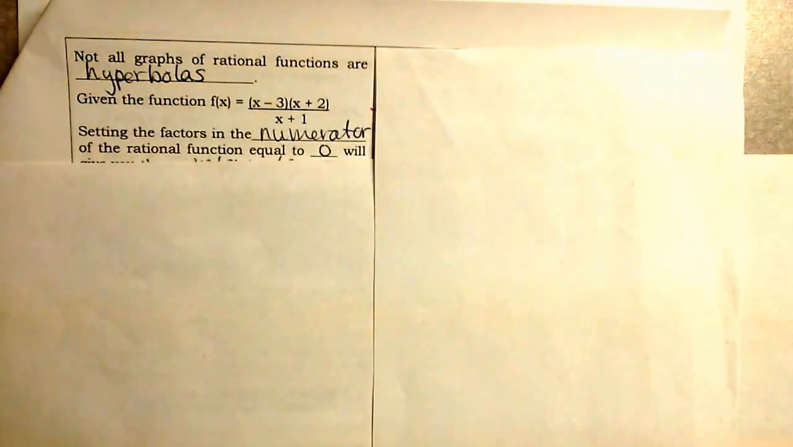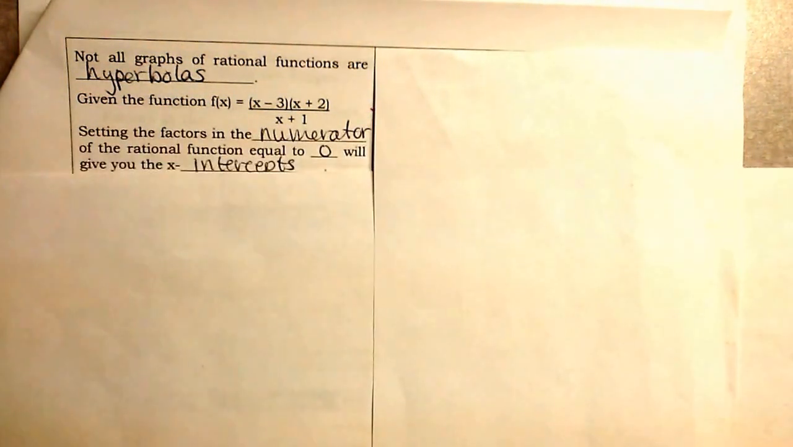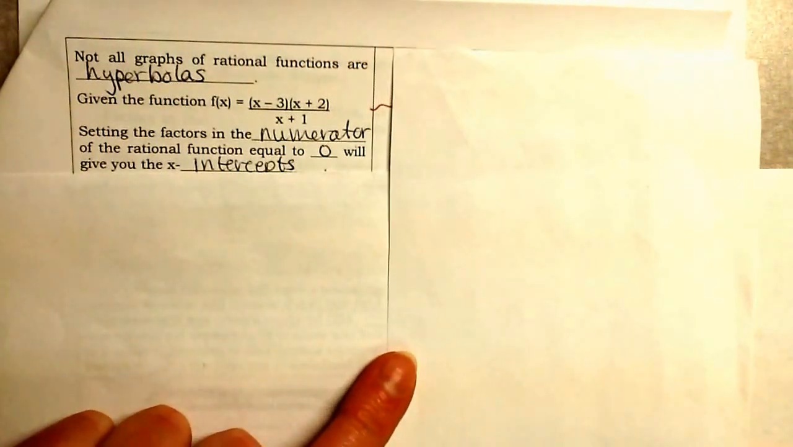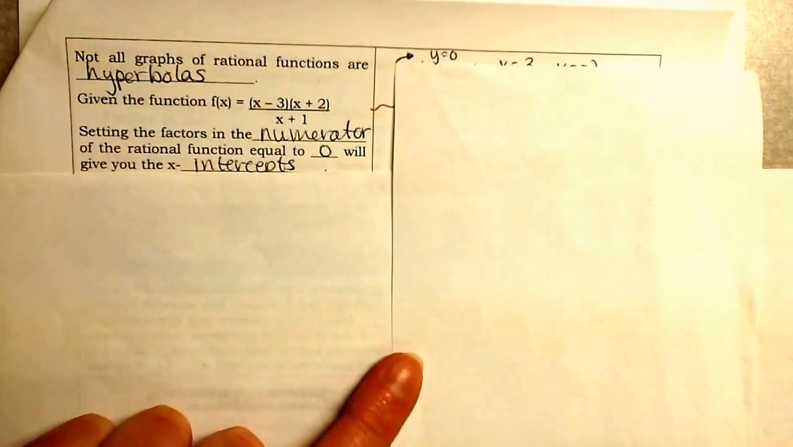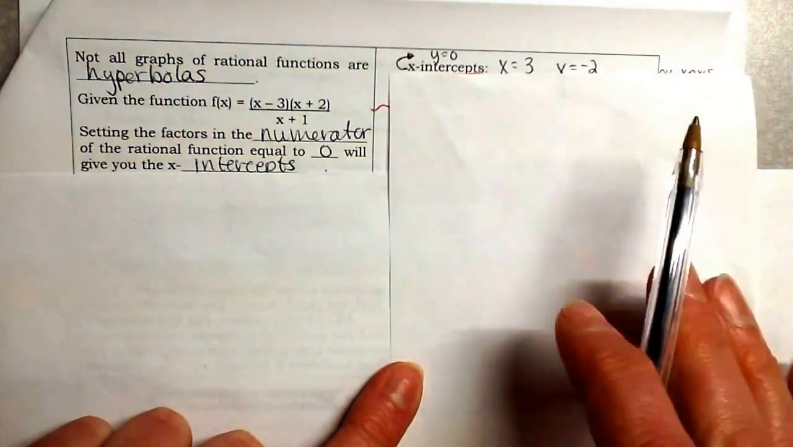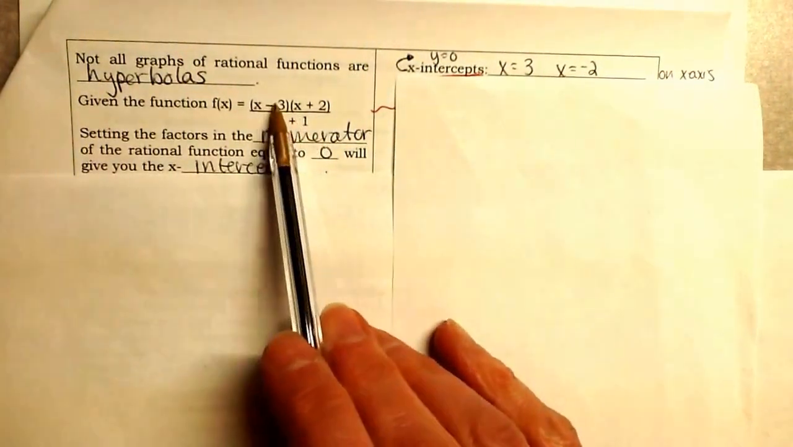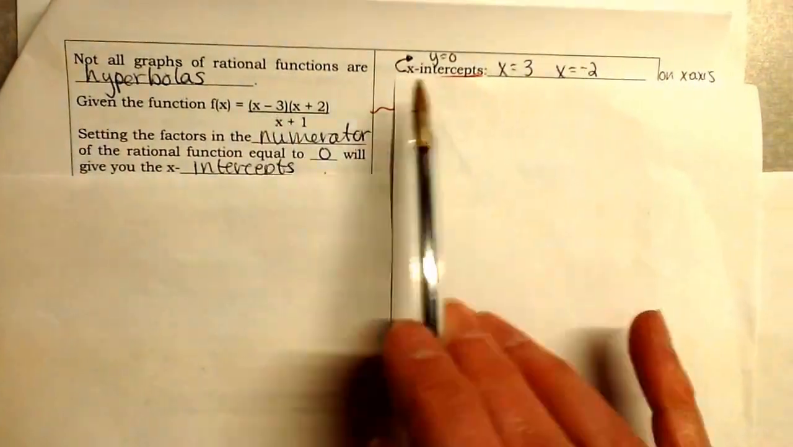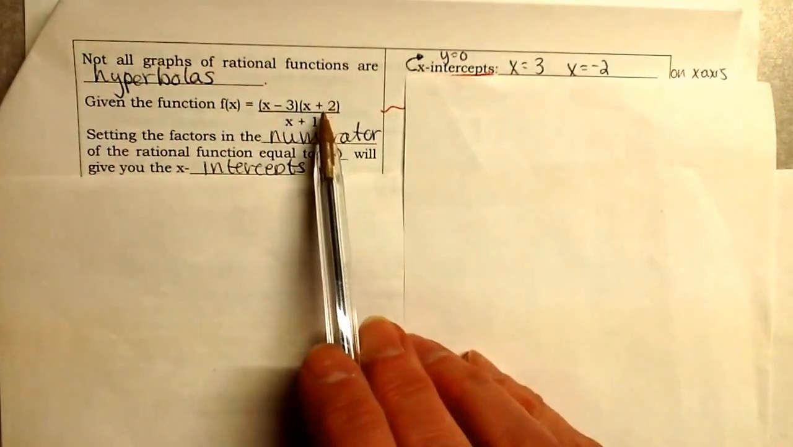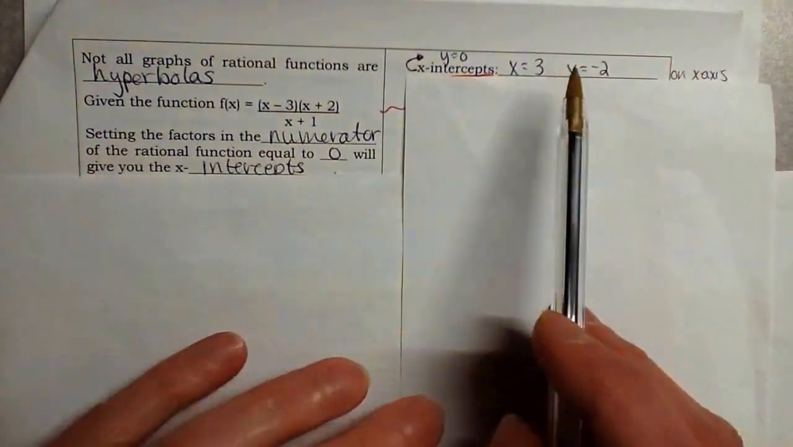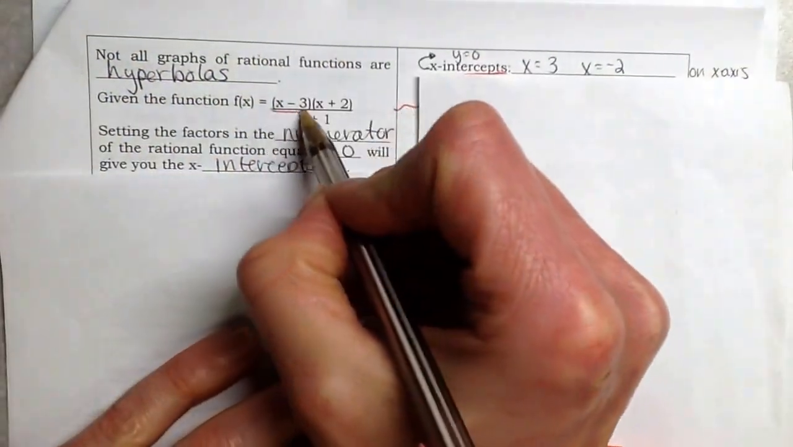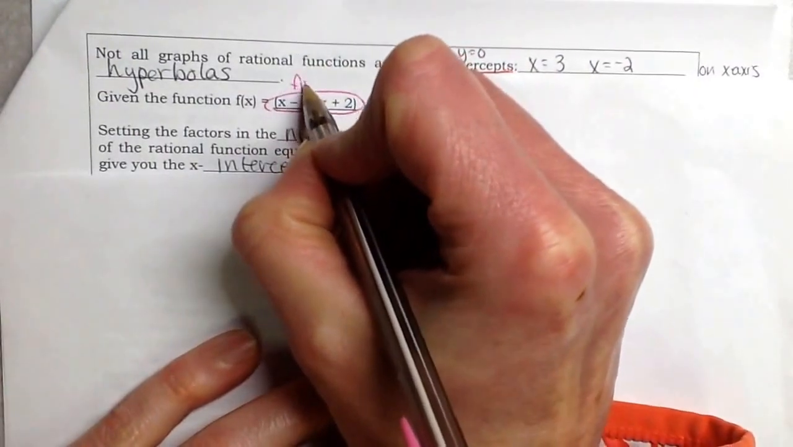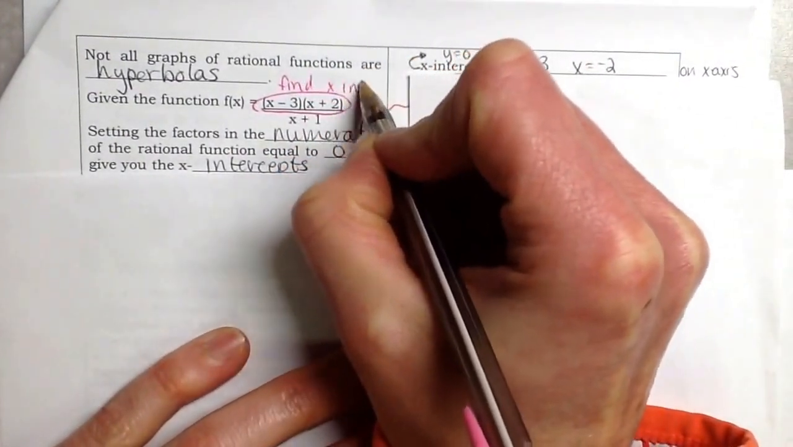So setting the factors in the numerator of the rational function equal to 0 will give you the x-intercepts. So let's do that over here. And the x-intercepts, remember, are right on the x-axis. When y equals 0, you have your x-intercepts. So if we set this equal to 0, then we know that one point on the graph is going to be at x equals 3. Another point is going to be at x equals negative 2. So these help you find the x-intercepts.